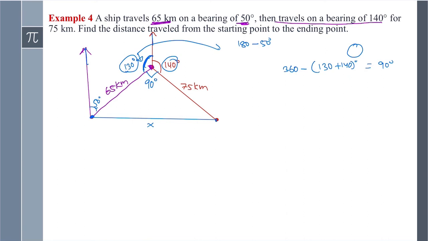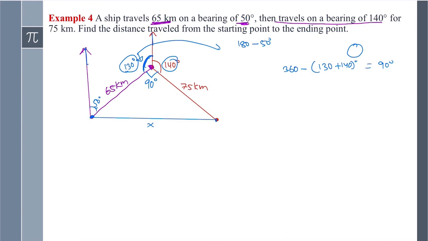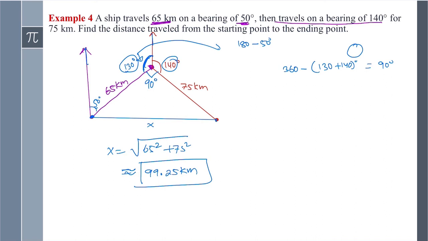Now it makes our work so much easier. If that is 90 degrees, then this x is the hypotenuse, so we can use the Pythagorean theorem. So x equals the square root of 65 squared plus 75 squared. And then if we put this into the calculator, we get approximately 99.25 kilometers. We'll just do this much for this video.